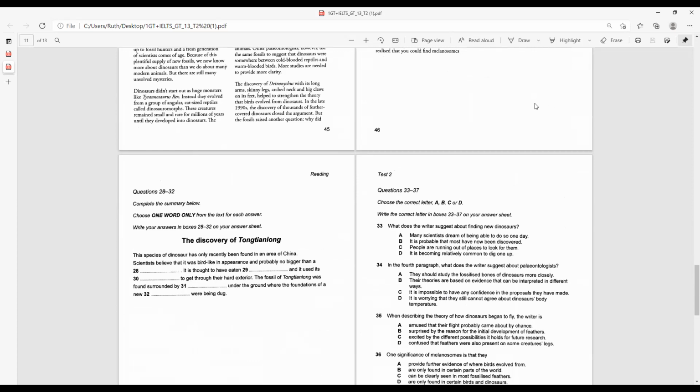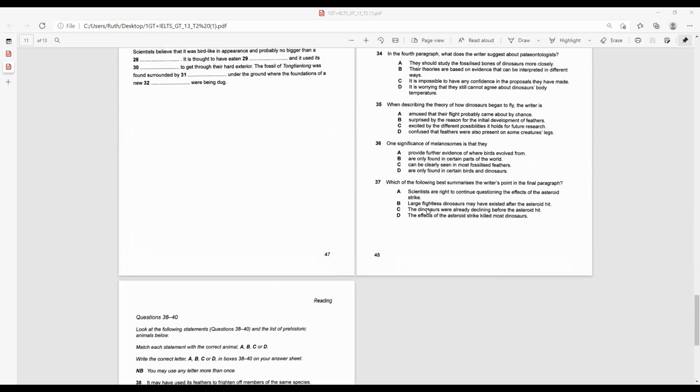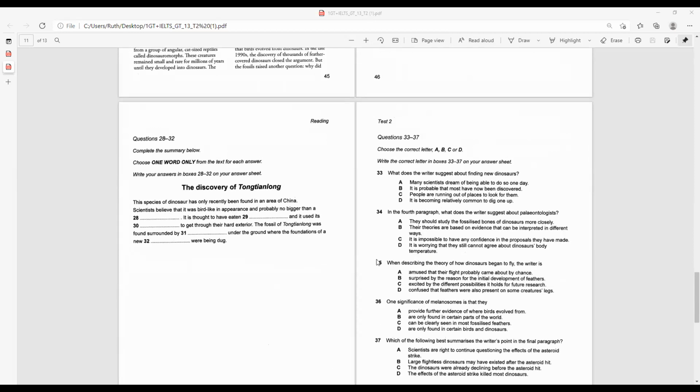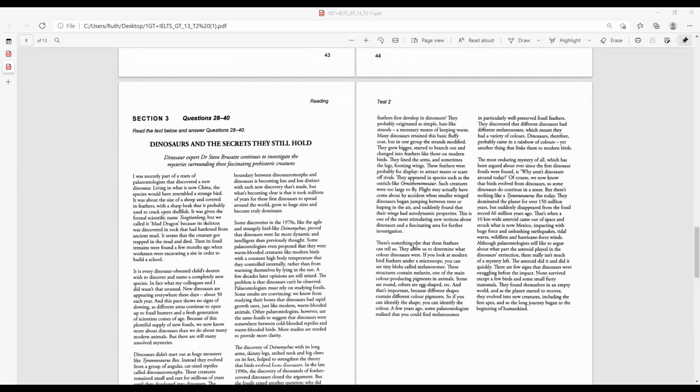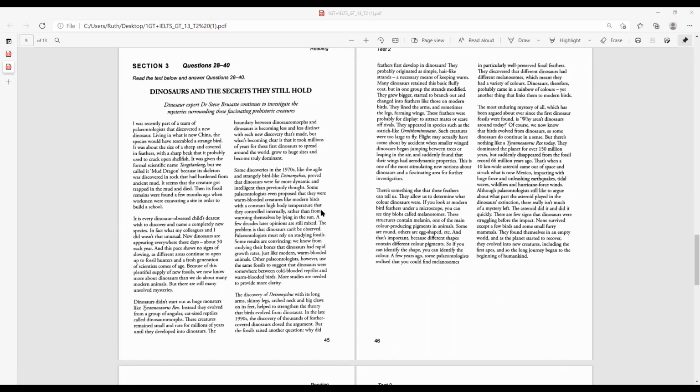Guys, can I please have your attention for a minute? I know you're busy solving, but pay attention to me for a minute. See, while solving this, suppose you're reading question number 35. That's the sentence that you're reading. What you do is you see, when describing the theory of how dinosaurs began to fly, the writer is. So you underline your keyword. Describing the theory could be explaining the theory of how dinosaurs began to fly. Now you go back to your passage. Now find out where he's talking about dinosaurs flying. So which paragraph is telling us about the flying dinosaurs, the dinosaurs began to fly?